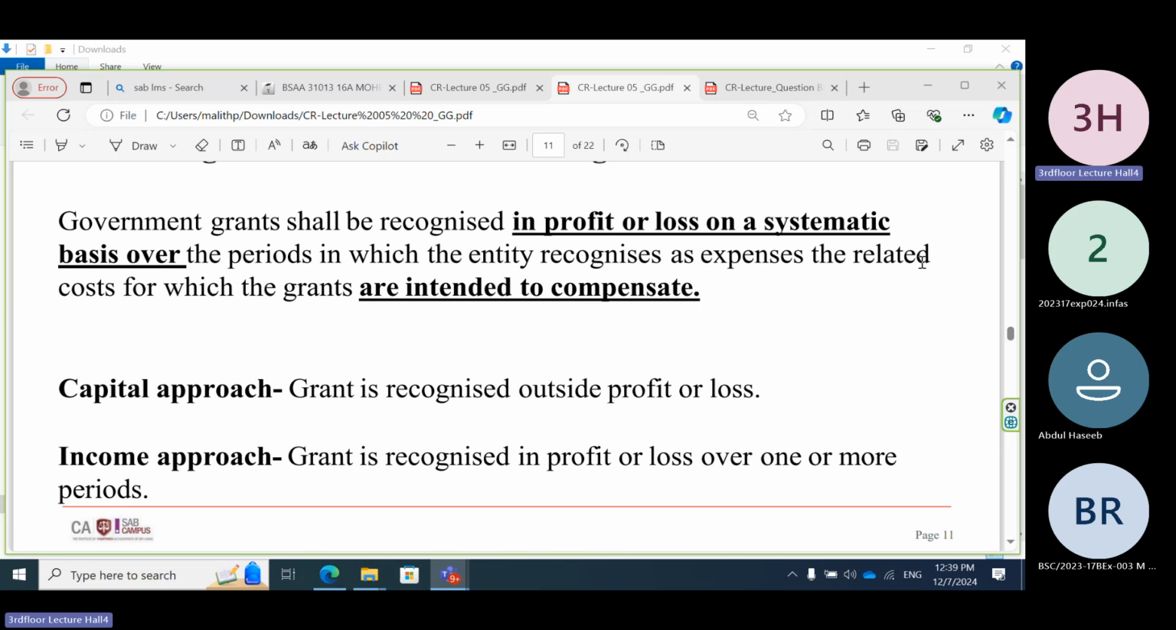That systematic basis can be decided by the management. That's totally management judgment. So that basis should be justifiable according to the expense pattern, the commitment pattern, right? Commitment pattern.